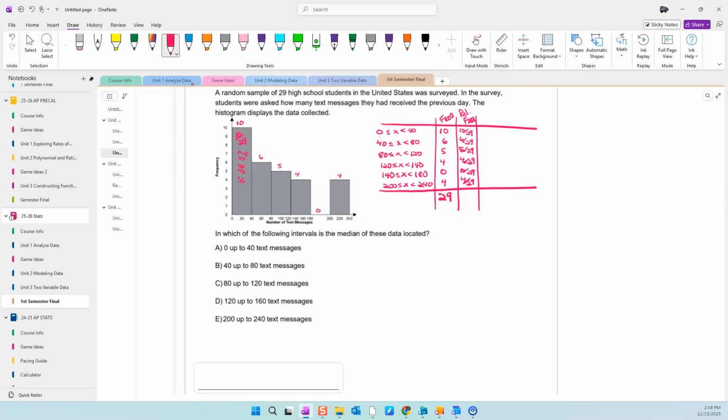Now, the question's asking us for the median. The median is you want to find the cumulative frequency, and you're looking for the cumulative frequency that is 50%, because that's what the median is. It's halfway. So to get the cumulative frequencies, I just add these up as I go.